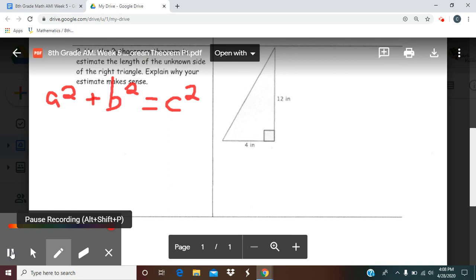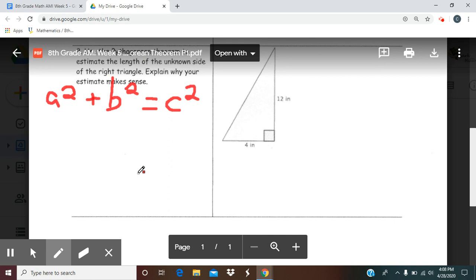Okay, so let's take a look at the second problem. Once again, we'll use the same Pythagorean theorem, a squared plus b squared equals c squared. And once again, it wants us to find the length of the unknown side. So let's try to identify the sides. Well, let's look and see where the right angle is. The right angle is right here.